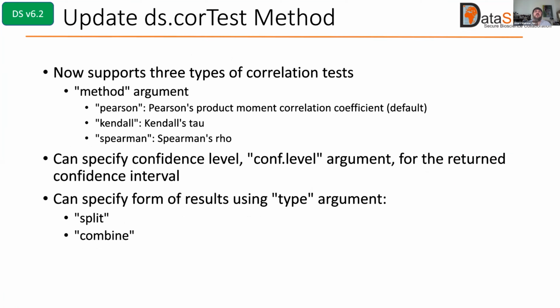The correlation testing operation, dsCor test, used to only support the Pearson approach to doing correlation coefficients. Now it also supports the Kendall and the Spearman. Dimitri has spent a lot of time understanding what people want for this function, and he's added other features, like you're now able to set the confidence level for the confidence interval. I believe that's only for the Pearson algorithm though.